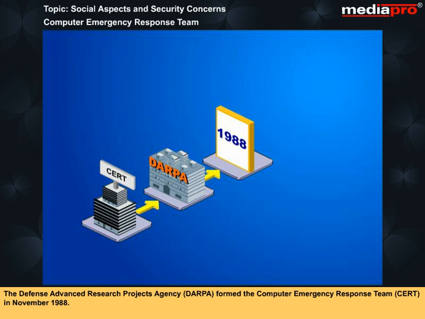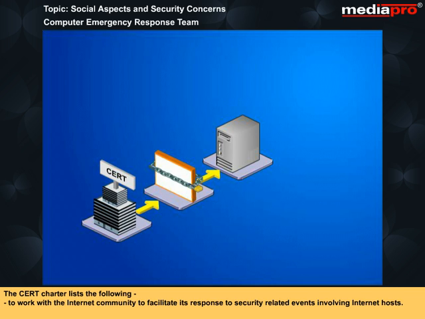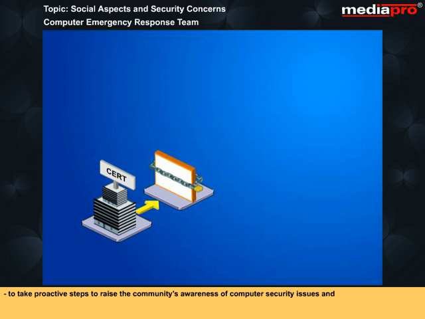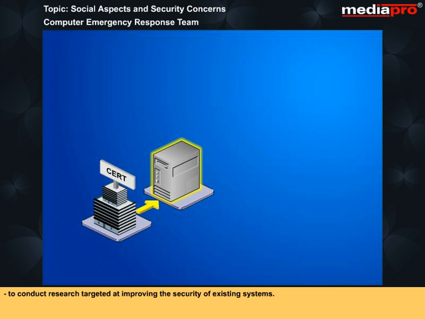The Defense Advanced Research Projects Agency, DARPA, formed the Computer Emergency Response Team, CERT, in November 1988. The CERT Charter lists the following: to work with the Internet community to facilitate its response to security-related events involving Internet hosts, to take proactive steps to raise the community's awareness of computer security issues, and to conduct research targeted at improving the security of existing systems.